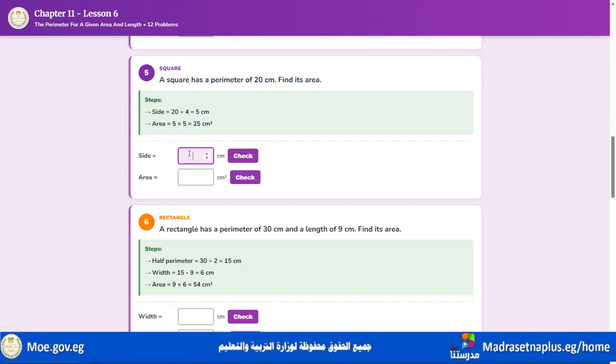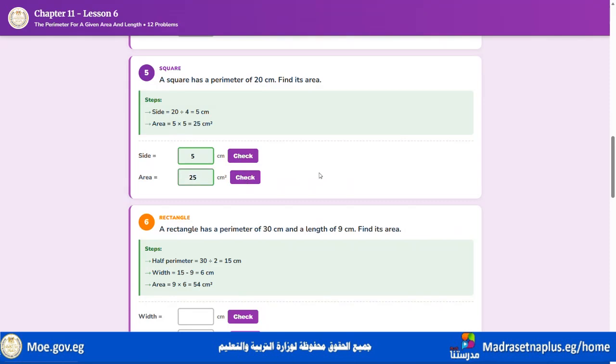Now I have a side. The side of a square equals 5 centimeters. So the area equals side times itself. That means 5 times 5 equals 25. If you check both of them, yes, that's right.